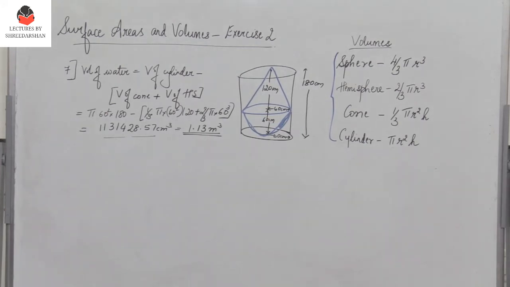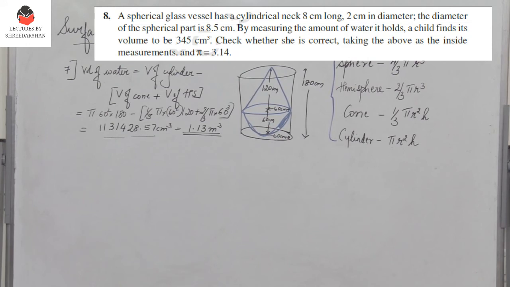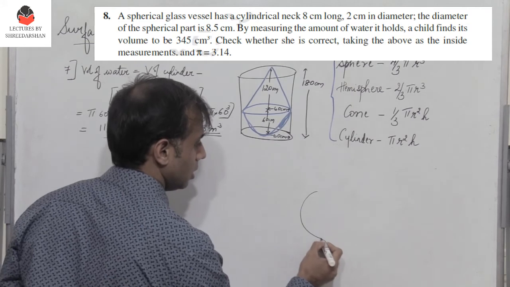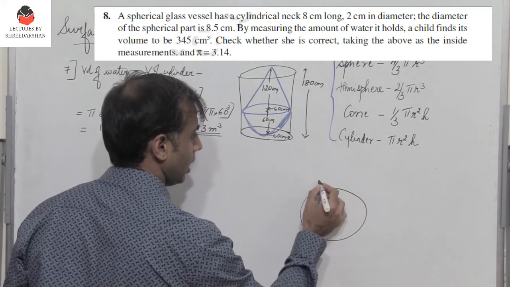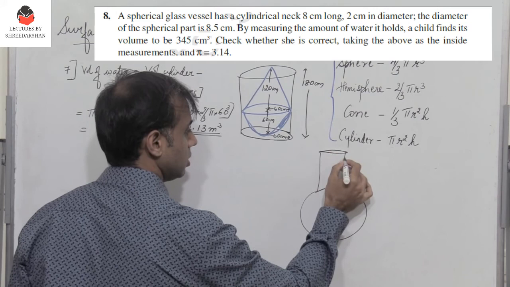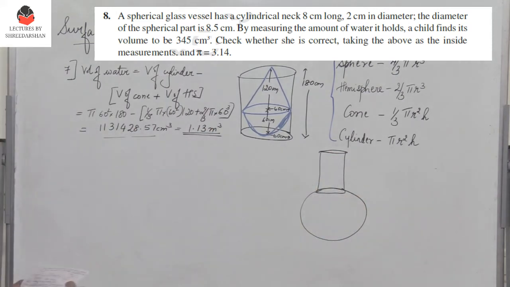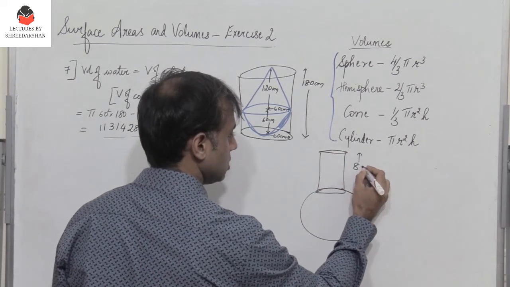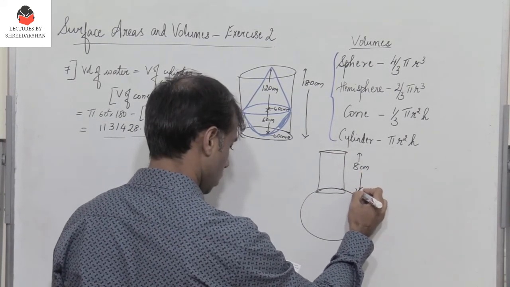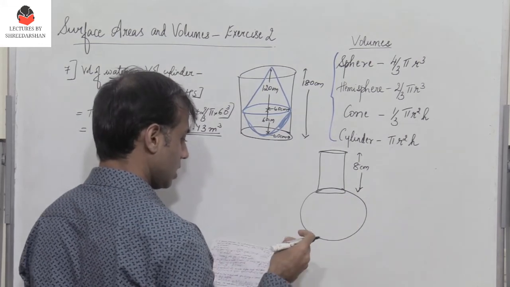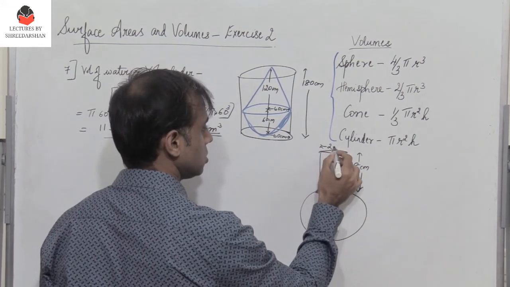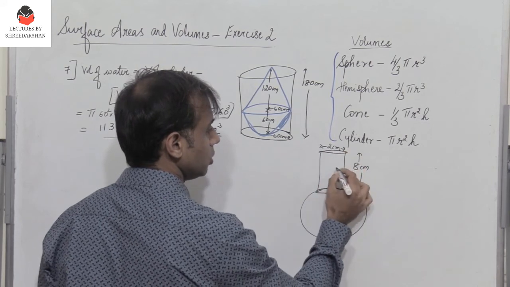Moving on with the 8th problem, again an interesting one. It states that a spherical glass vessel has a cylindrical neck. So there is a glass vessel and it has a cylindrical neck. This is in the shape of a cylinder, and the neck is 8 centimeter long, and it has a diameter of 2 centimeters. So this is 2 centimeters. So what about the radius?